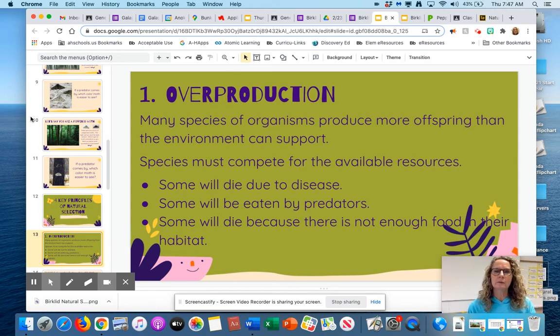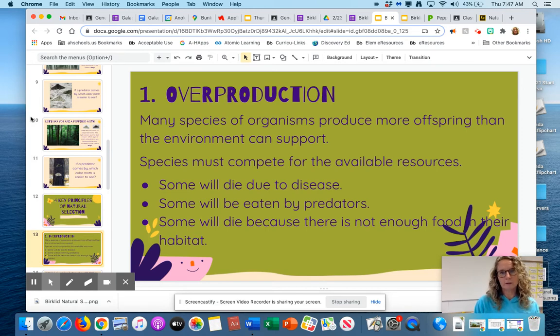And what this means is that an organism produces more offspring than the environment can possibly handle. So, for example, this is a horseshoe crab. Horseshoe crabs, one female in a mating season can lay 10,000 eggs, and about 100 of those will make it to an adult. Okay. So, what happens to all the others?